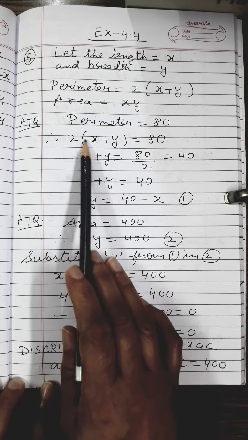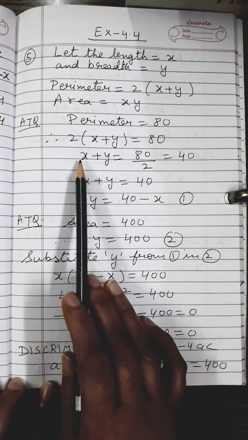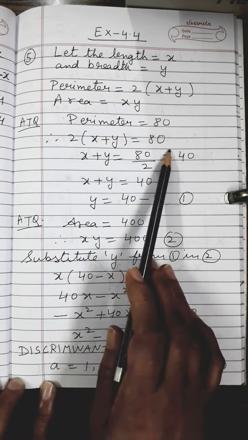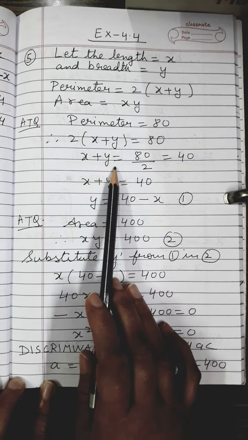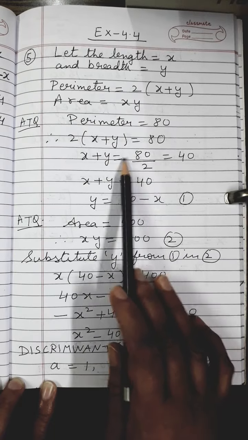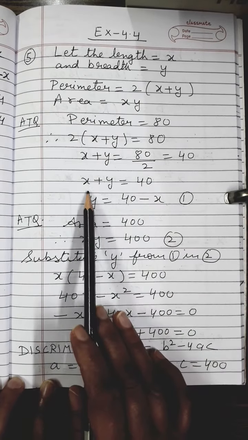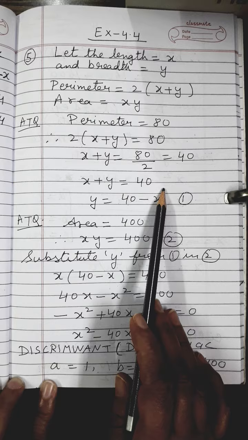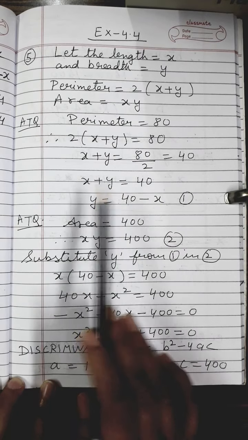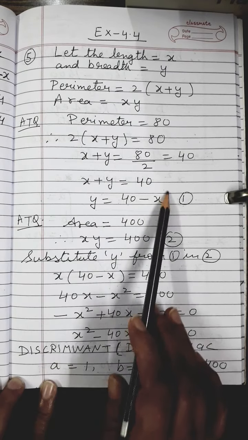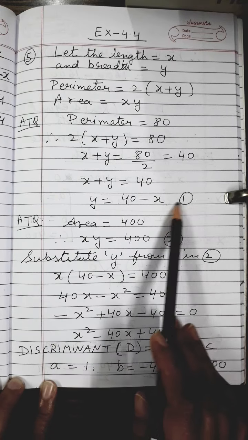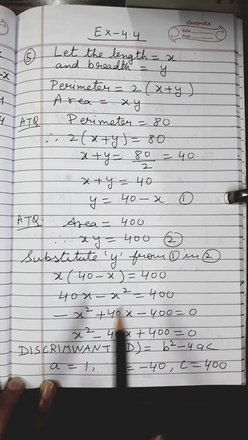2 is getting multiplied with the bracket x plus y, so I can bring 2 on the right side. It will get divided. So x plus y equals to 80 upon 2. Cancel it, you get 40. So the equation is x plus y equals to 40. Now y will become 40 minus x. So I am bringing y in terms of x, and I label it as equation number 1.